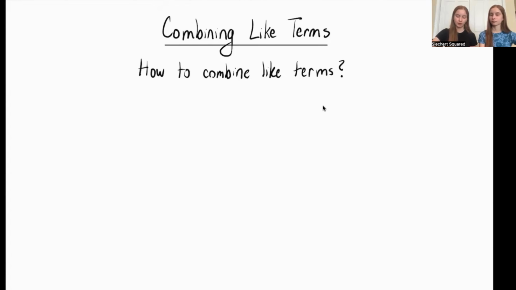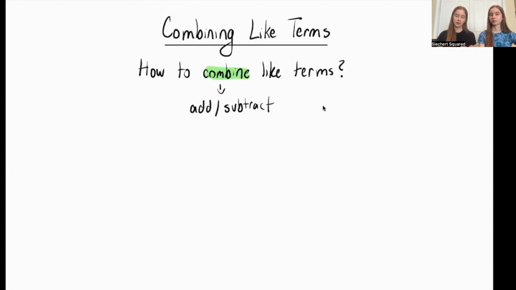When you're combining something, you are going to either add or subtract whatever you have. And whether you add or subtract is based on the coefficients, or the numbers in the front, whether they're positive or negative. So positive means you're going to be adding everything together, and negative you're going to subtract.